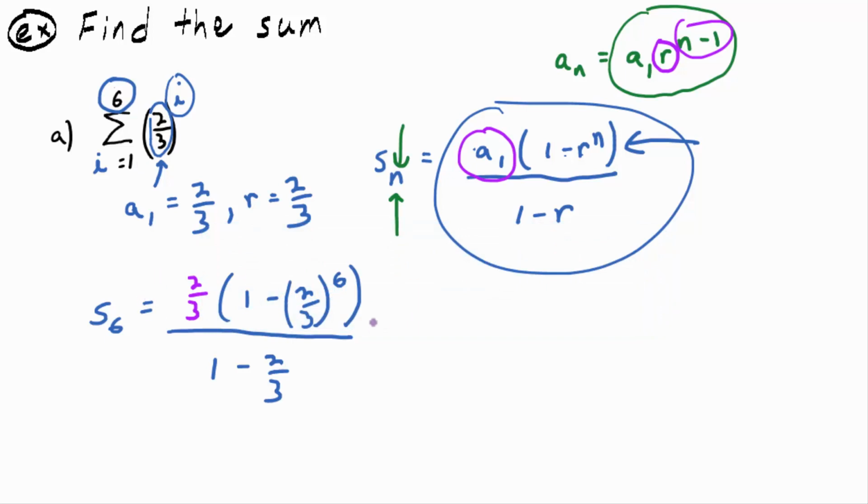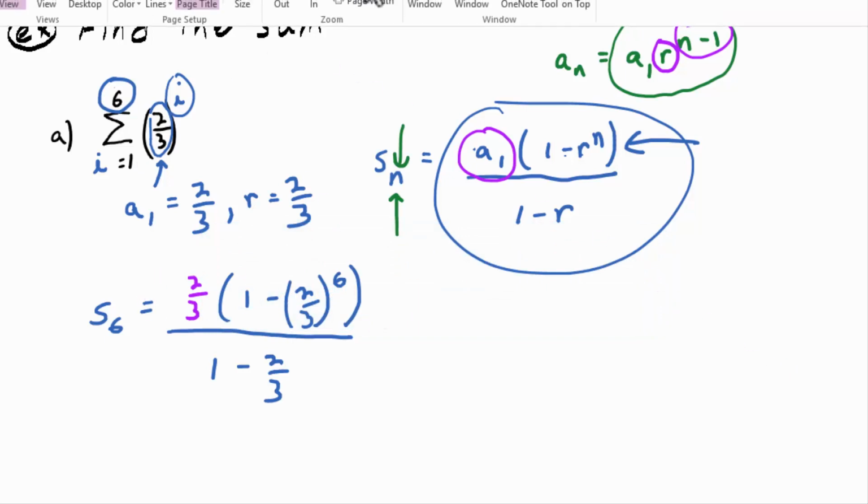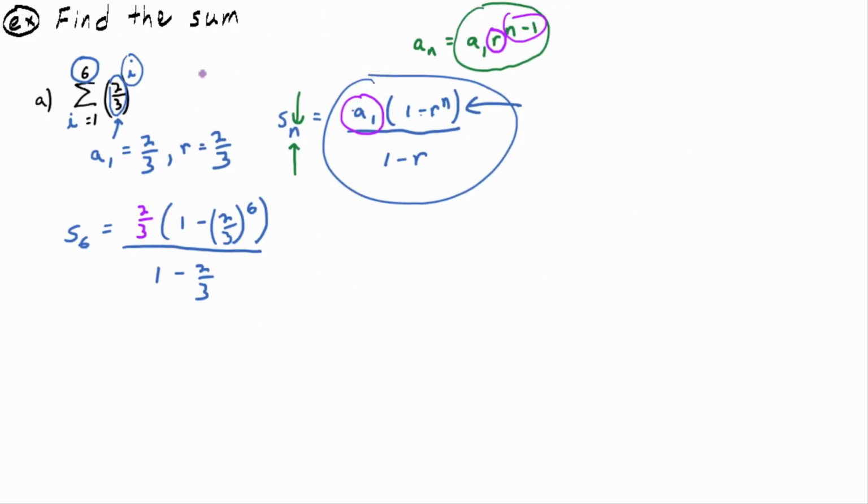Okay, so let's clean this up a little bit. Let's evaluate the denominator first. The big division bar is like a grouping symbol, so you can simplify the denominator and numerator independently. So what's 1 minus 2/3? 3/3. 1 is 3/3 minus 2/3, so 1/3. Yeah? And then on top we have 2/3 times 1 minus 2/3 to the 6th power. Okay.